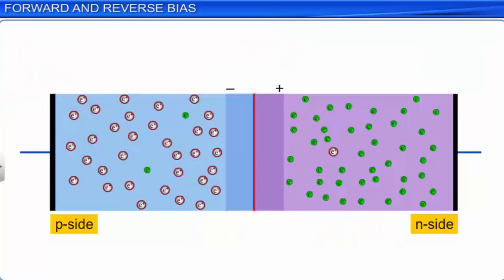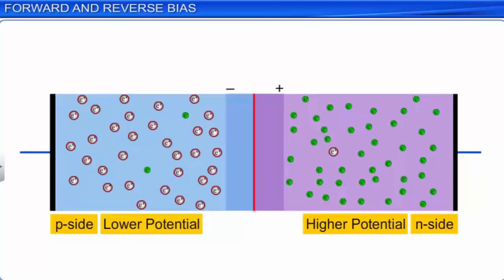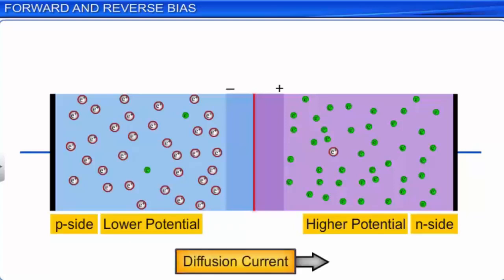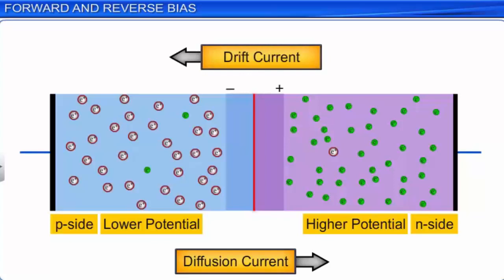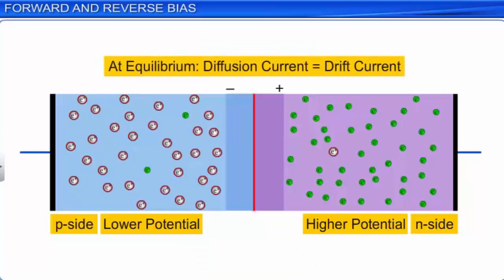We have also learned that when the diode is not connected to the battery, the N side is at a higher potential and the P side is at a lower potential, and the diffusion current and drift current across the PN junction are opposite in direction and equal to each other at equilibrium. It is important to note that the diffusion current is due to the movement of majority carriers of the P and N regions from one side to the other. Similarly, the drift current is due to the minority charge carriers of the P and N regions from one side to the other side.